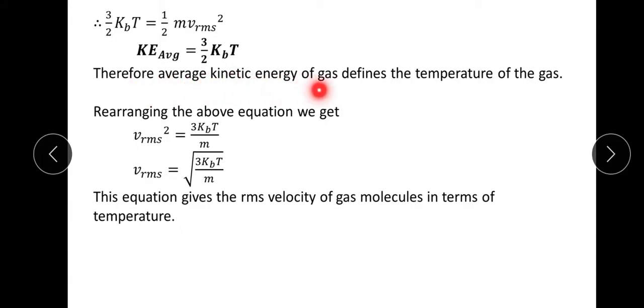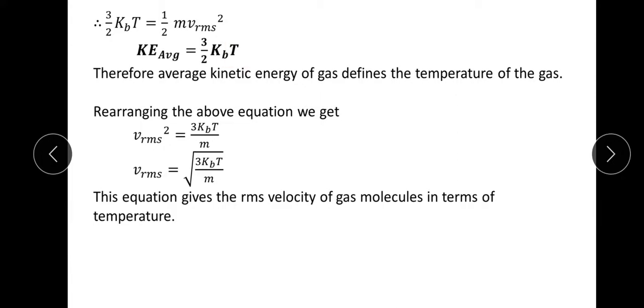So the average kinetic energy of gas molecules defines the temperature of the gas. See, the kinetic energy of the gas is equal to 3 by 2 kT. 3 is a constant, 2 is a constant, K is the Boltzmann constant. That is why the kinetic energy of the gas molecules is proportional to the temperature. Means if the kinetic energy of molecules increases, then the temperature of that gas will increase. Therefore, by knowing the kinetic energies of gas molecules, we can interpret the temperature of the gas.